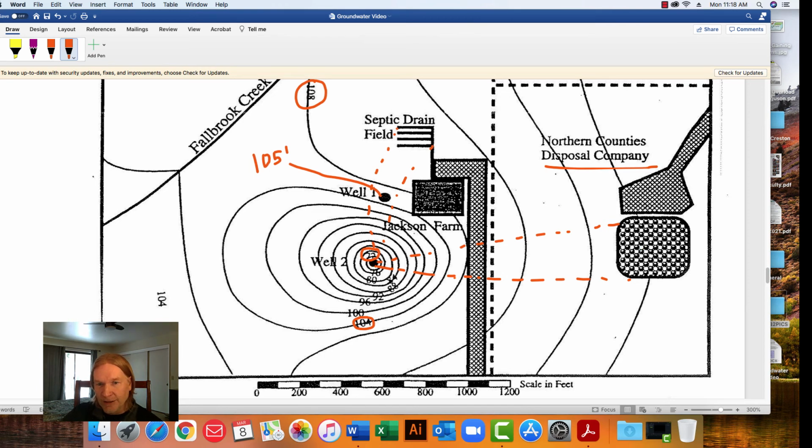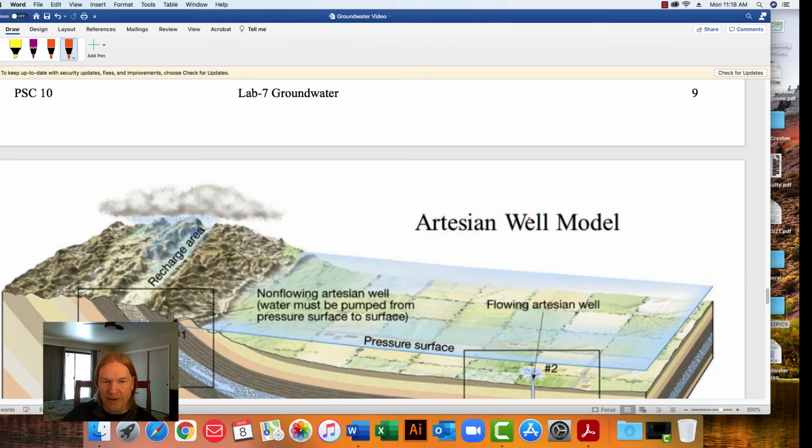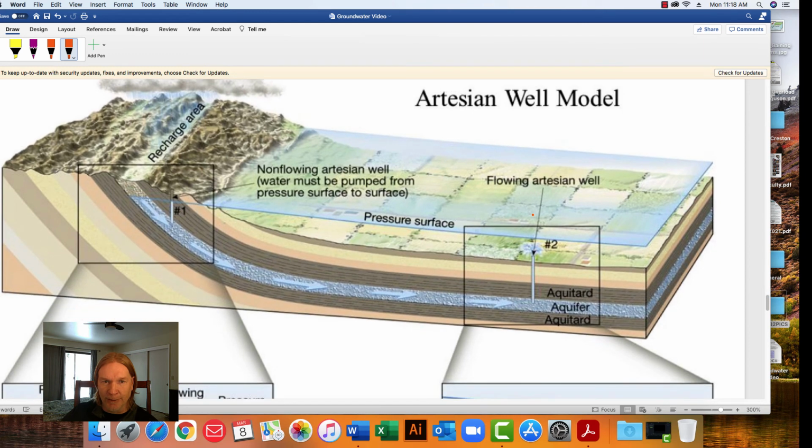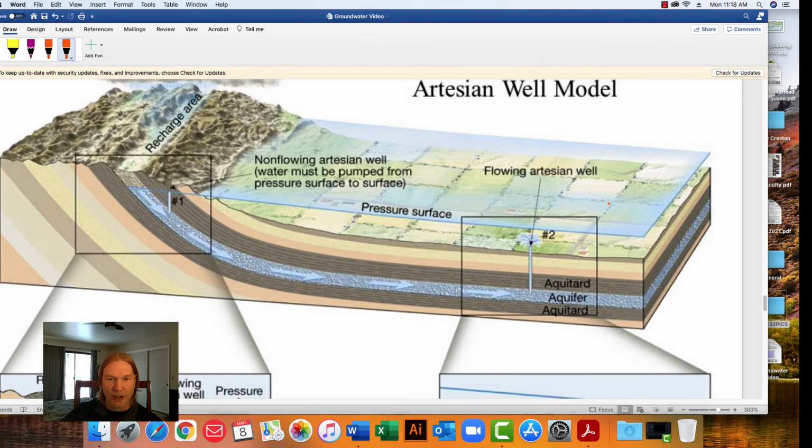Okay? So this is kind of the point of all this, being able to draw flow lines and figure out what's causing certain wells to become contaminated. All right, let's move on and let's look at some side views. This is from the reading, and this is a model that just kind of shows you what artesian wells look like.